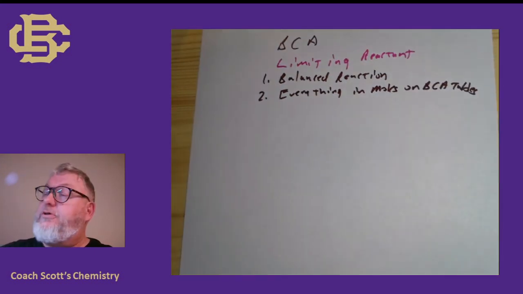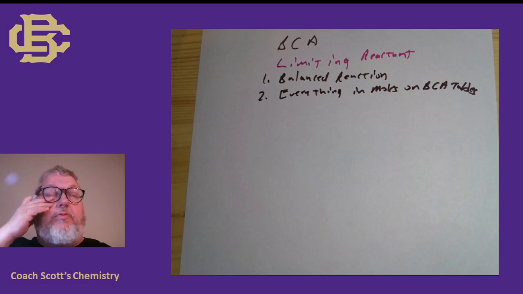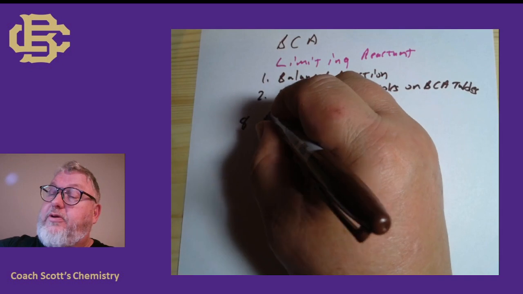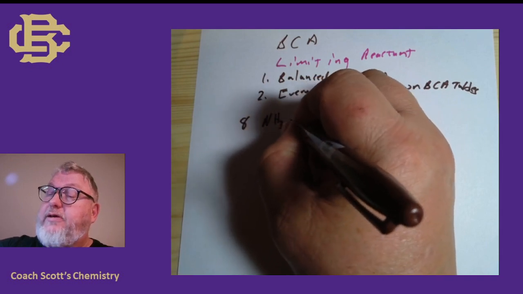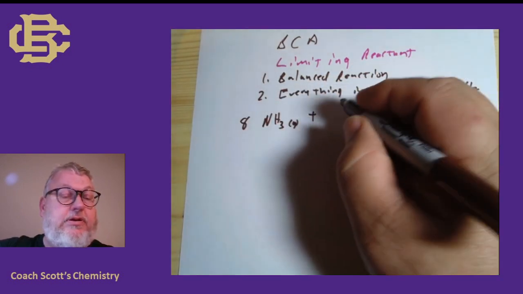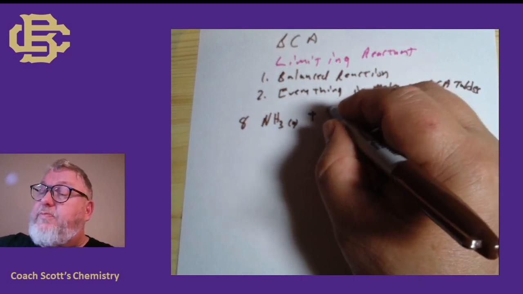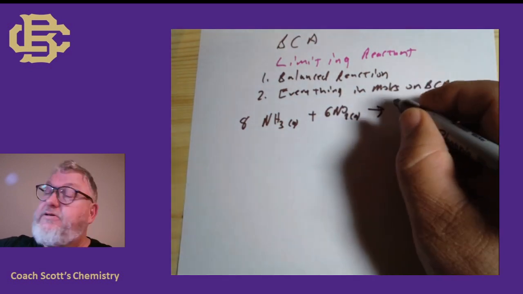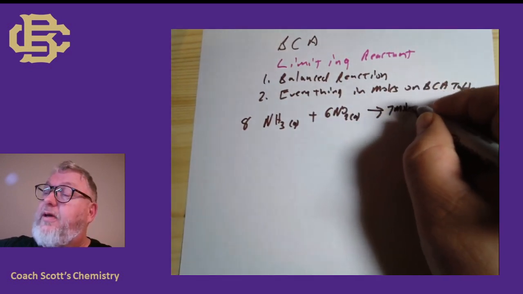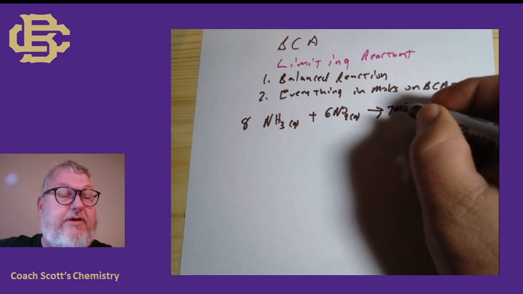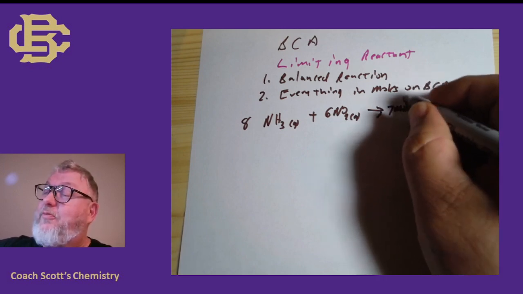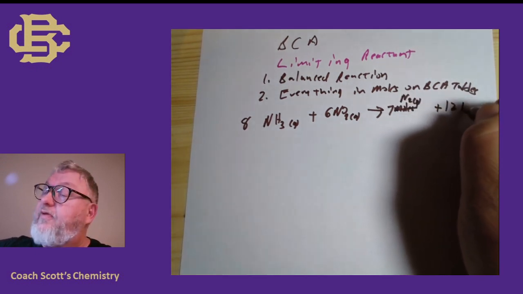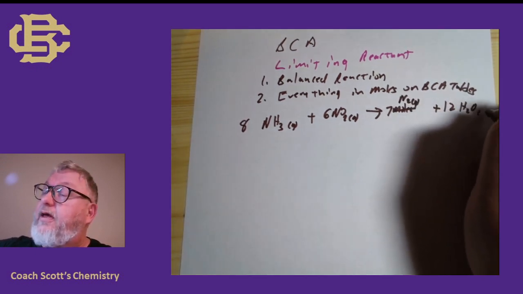Okay, everything in moles. So let's throw a reaction down. Let's do the one we were doing in the previous video. So we've got 8 moles of ammonia gas plus 6 moles of nitrogen dioxide gas. That's going to react and give us 7 moles of N2 gas and 12 moles of H2O, water vapor gas. These are balanced.